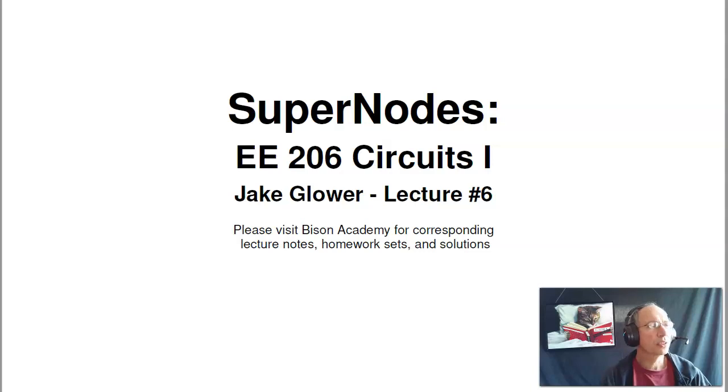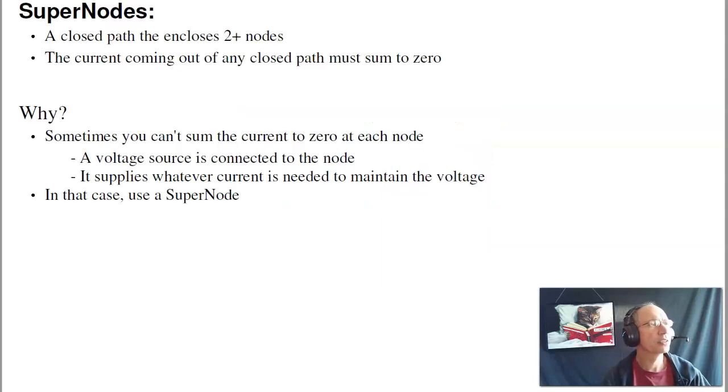Welcome to EE206 Circuits 1, lecture number 6, Supernodes. Now, voltage nodes use the concept of conservation of current. The current away from each node has to add to 0. A supernode expands that. If I make any closed path, the current out of that closed path has to add to 0.